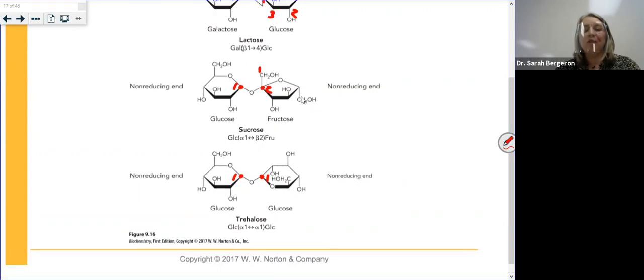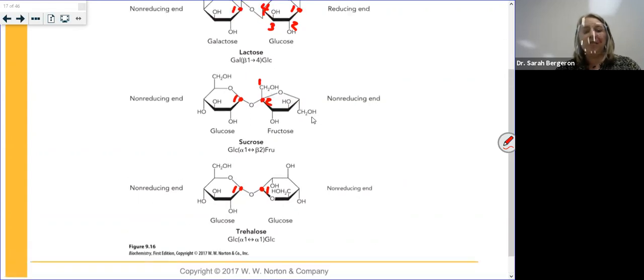Right? And then you're looking at the CH2OH that's not bound to the anomeric carbon, but is bound to the oxygen to see if it is alpha or beta.